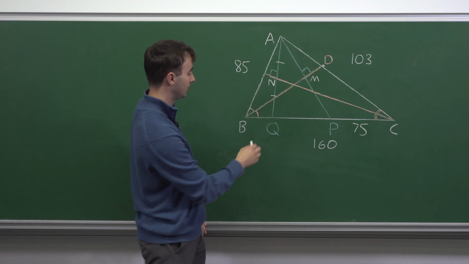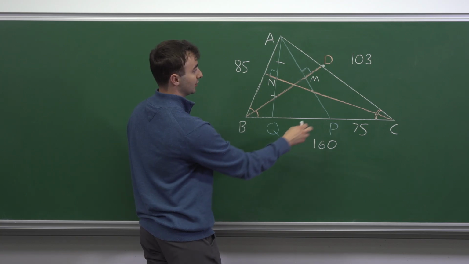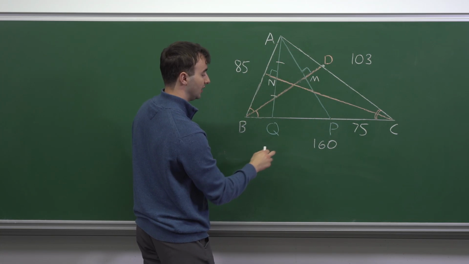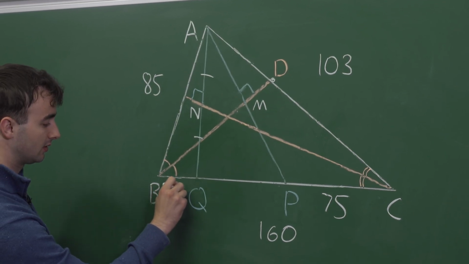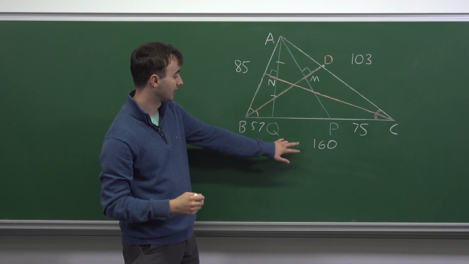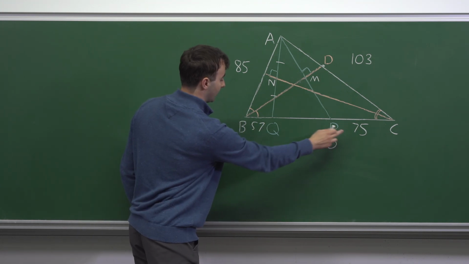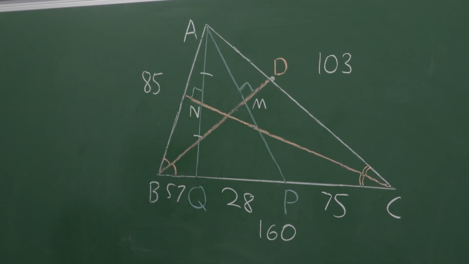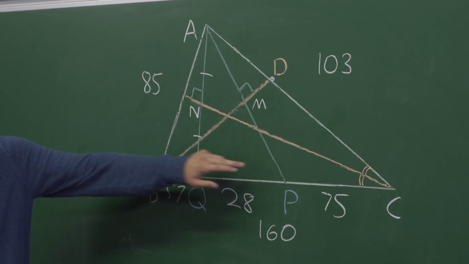So we know, as before, that N is the midpoint of AQ, and we can work out the length BQ in a similar way that we worked out the length PC. So CQ is the same as the length CA, which is 103, so we can subtract that from the 160 to get a length of 57. This finally allows us to work out the length QP, which should be 160 minus 75 minus 57, 28.